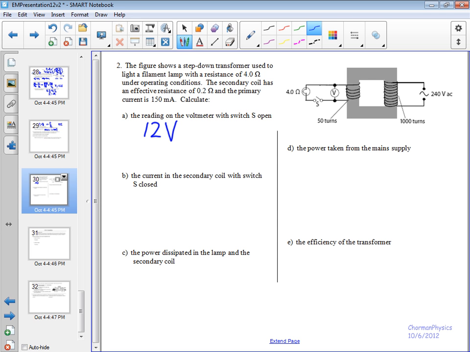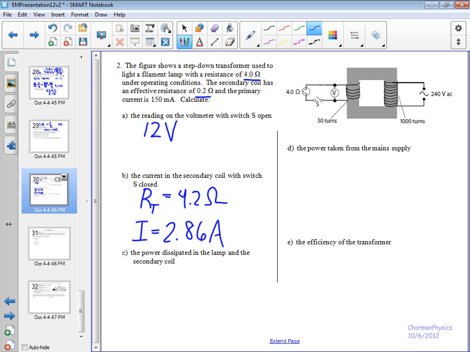The current in the secondary coil, well, for the total resistance, we're going to have to add the 0.2 ohms from the coil and 4 ohms from the lamp that we have. That's going to be equal to 4.2 ohms. And when we solve for that current, we can get 2.86 amps. Again, you can write the work down for this to help you out, right?